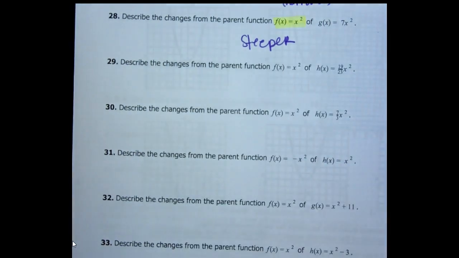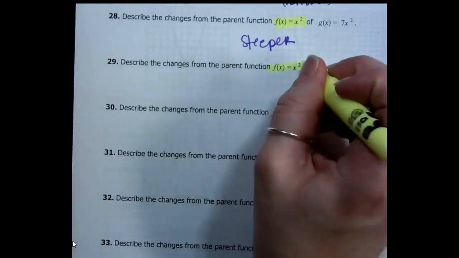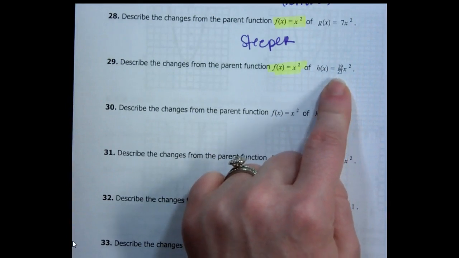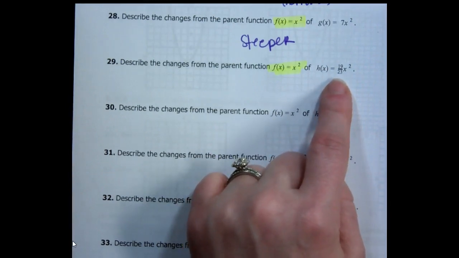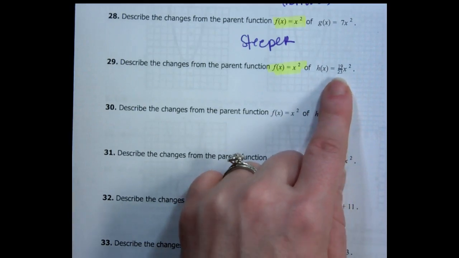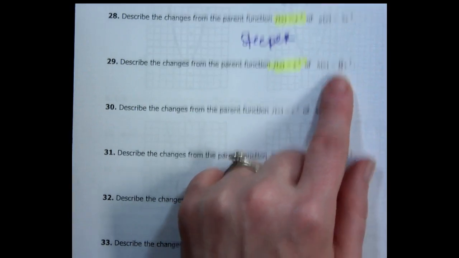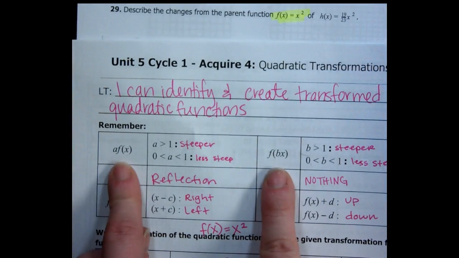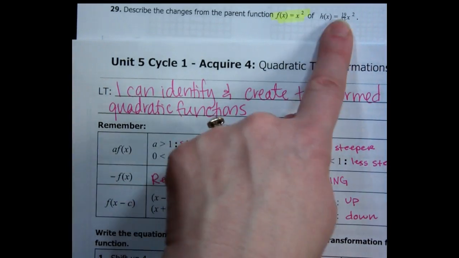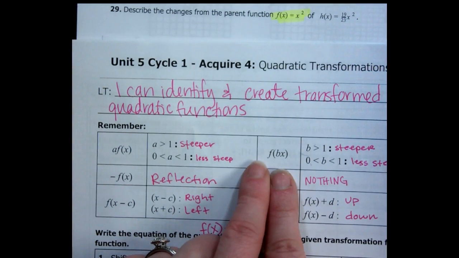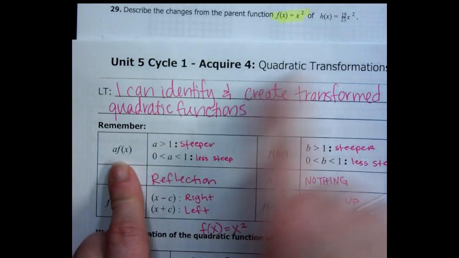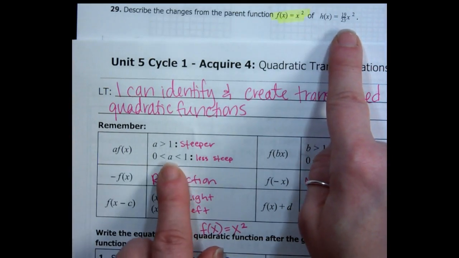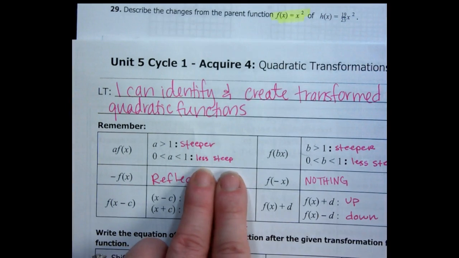29. Describe the changes of the parent function when h of x equals 19 over 23 x squared. Okay. I'm still multiplying by a number in front. My number happens to be a fraction. So, again, if I'm looking here, multiplication is A or B. There are no parentheses, so it's not going to be B. It's an A. Now, 19 over 23 is a fraction. It is less than 1, but bigger than 0. So this one should be less steep.